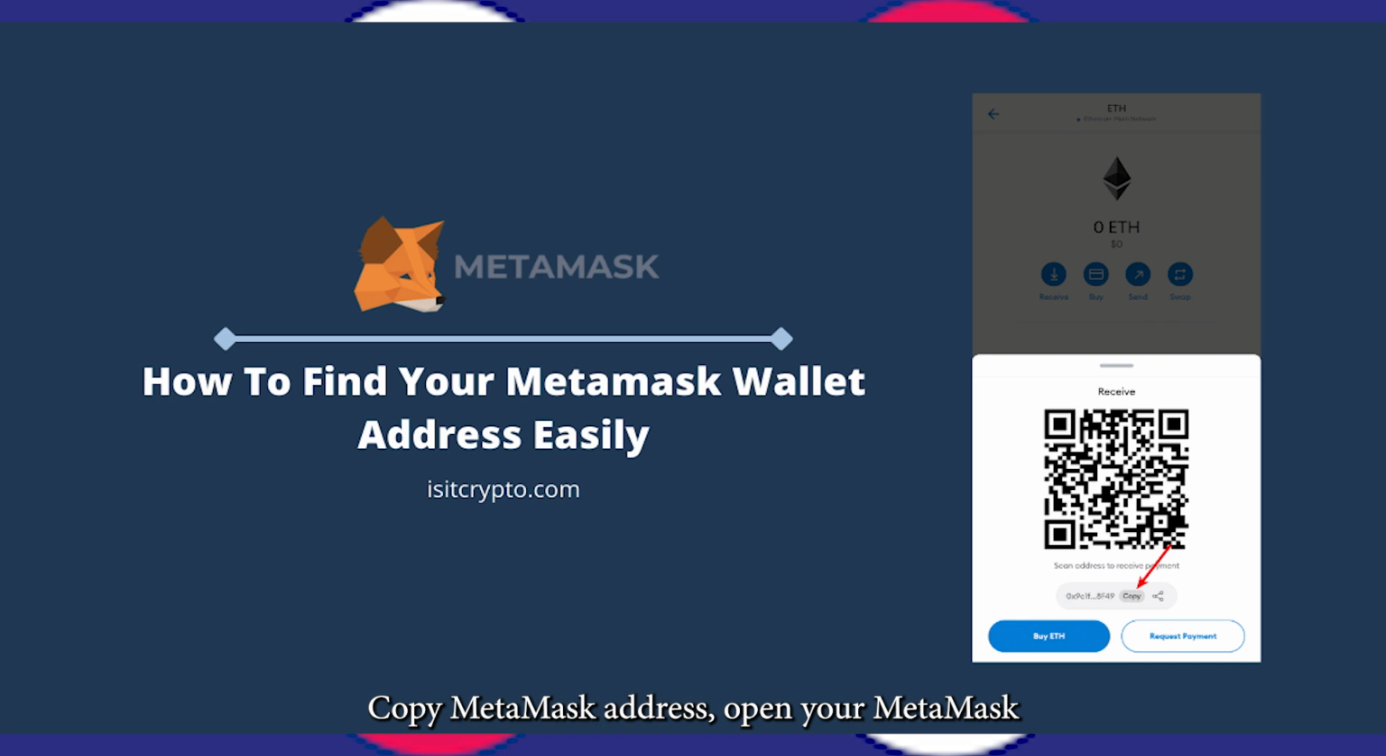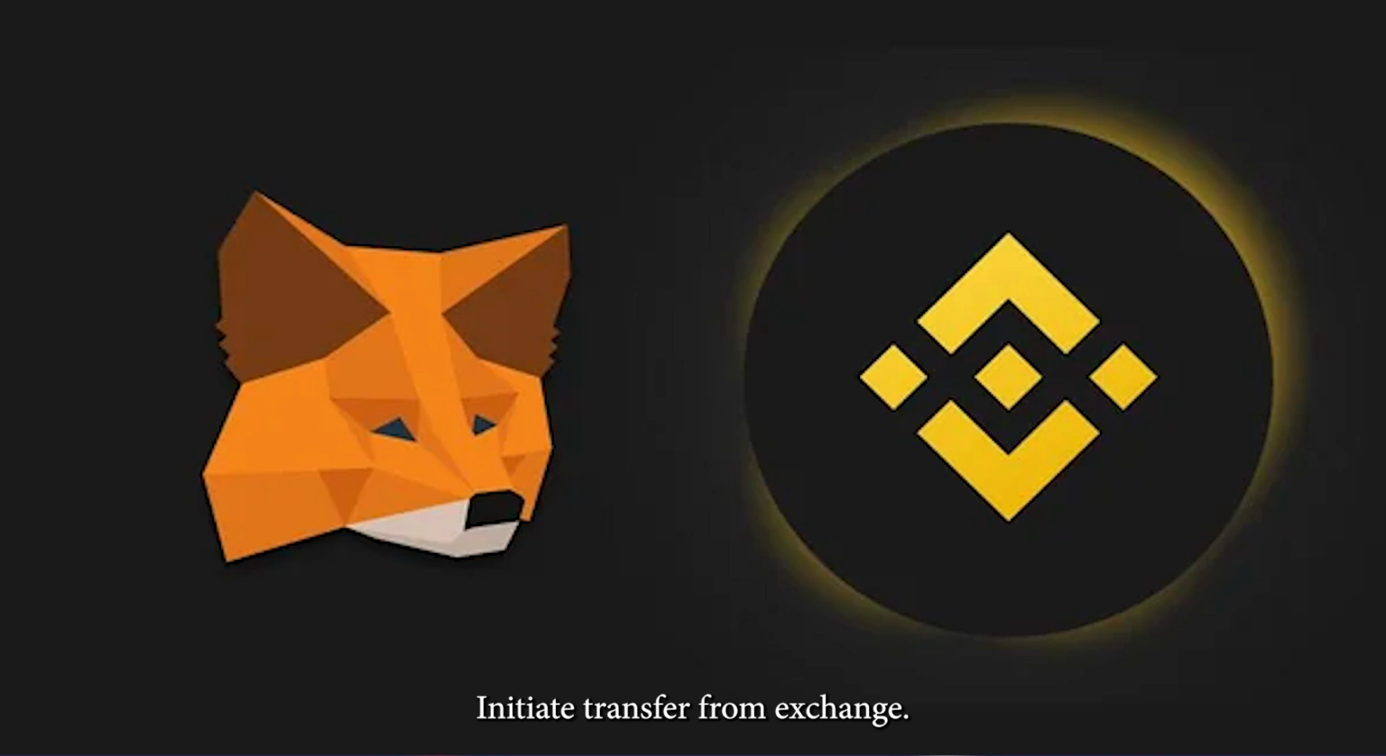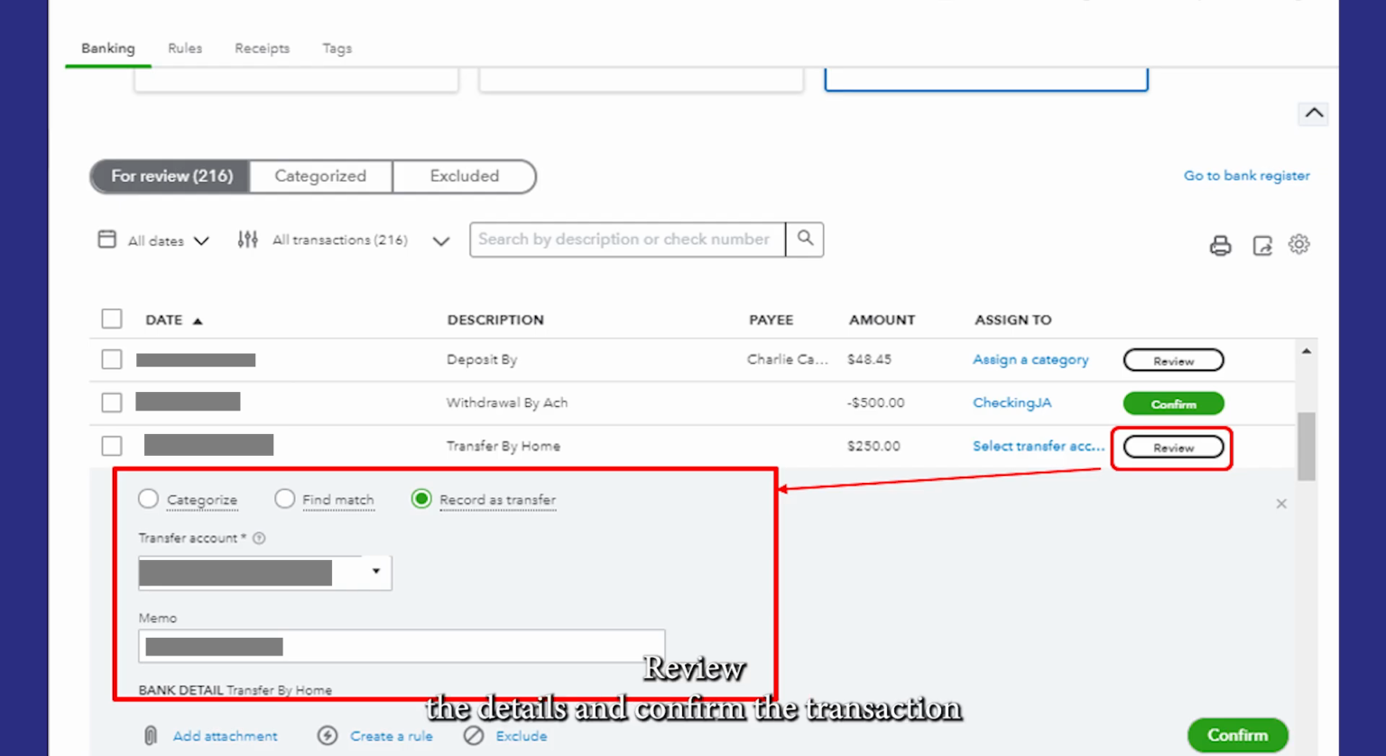Copy MetaMask address. Open your MetaMask extension and copy your wallet address. Initiate transfer from exchange. Go to the exchange or platform where you hold the cryptocurrency and initiate a withdrawal. Paste your MetaMask address as the recipient. Confirm transaction. Review the details and confirm the transaction.